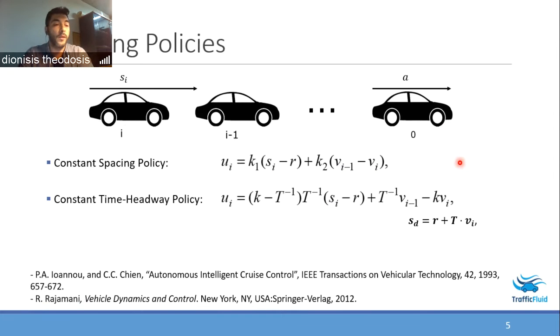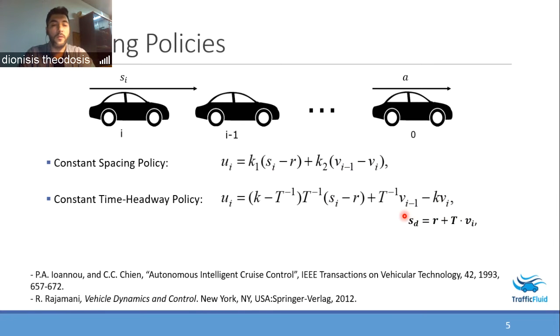Another very well-known and highly used policy is the constant time headway policy, which instead of maintaining a fixed distance between vehicles, now the distance is proportional to the speed of the vehicle. This constant T here, capital T, is the constant of proportionality, which is also called the constant time headway. And again, this is a linear controller, which is based on the distance between two successive vehicles, the speed of the vehicle, and the speed of the preceding vehicle.